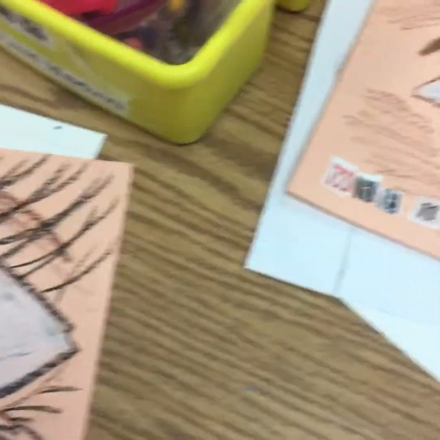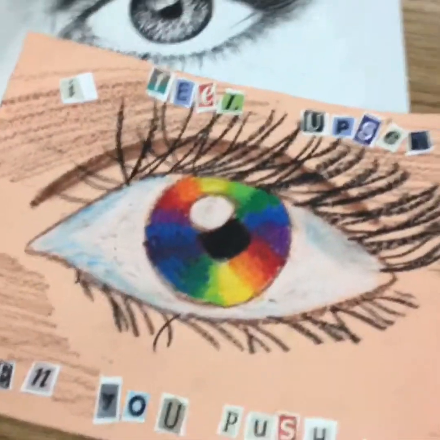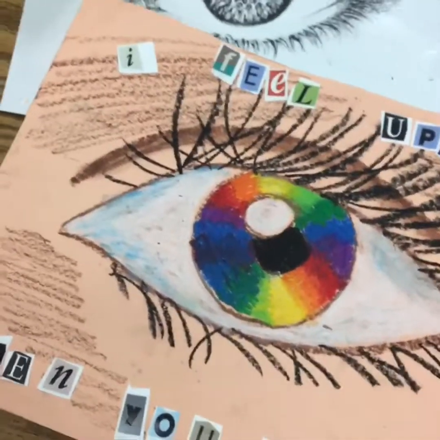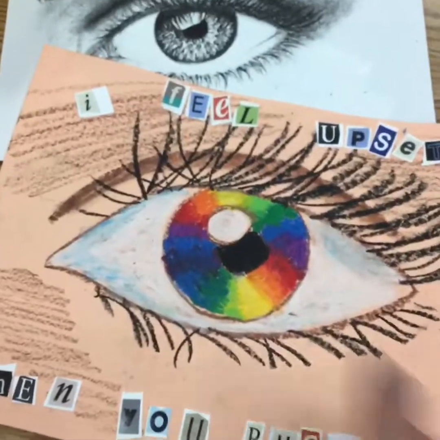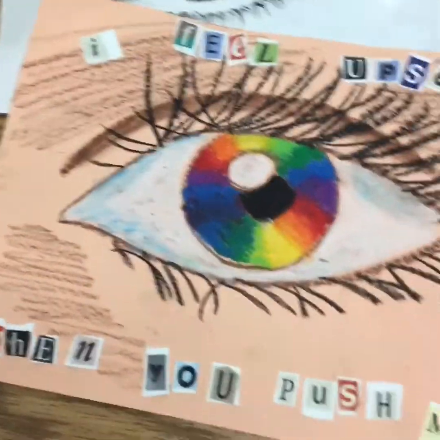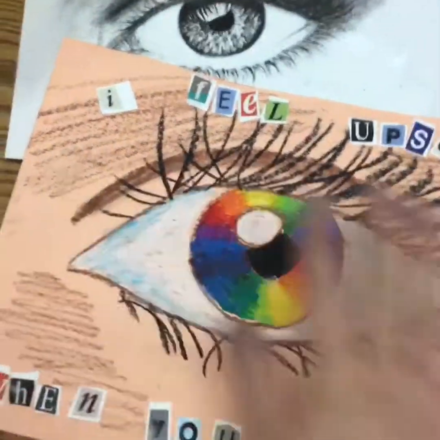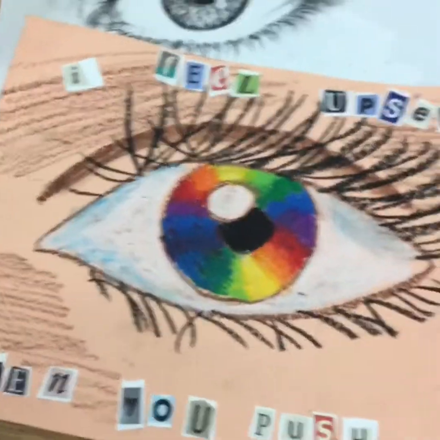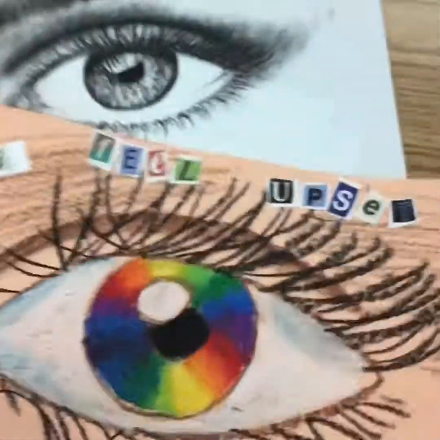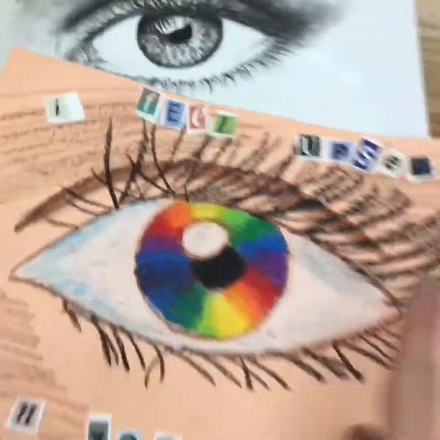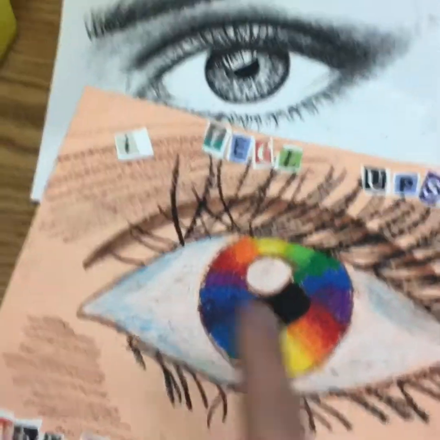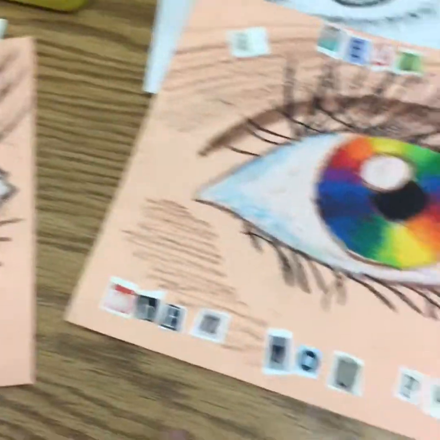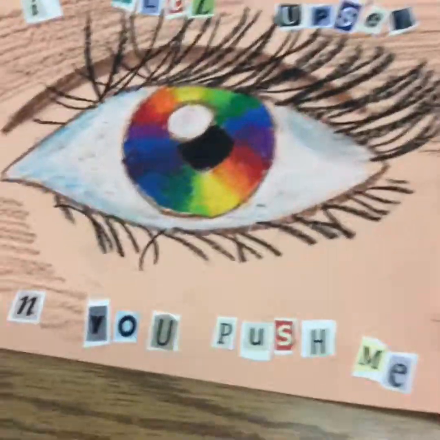But the next step, and this is optional, guys. This is very much optional. You do not have to do this. If you feel like you want to add some text to your eye, you can. Now, this eye is never going in the hallway. This is just between you and me. But I had some students who wanted to add their eye statement to their eyeball. So if you wanted to do that, you could. So I put, I feel upset when you push me.